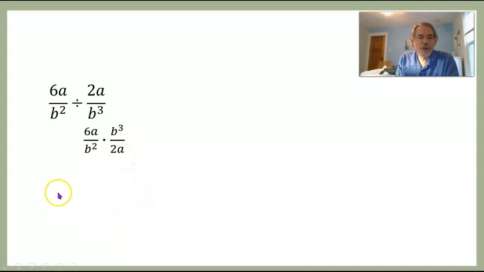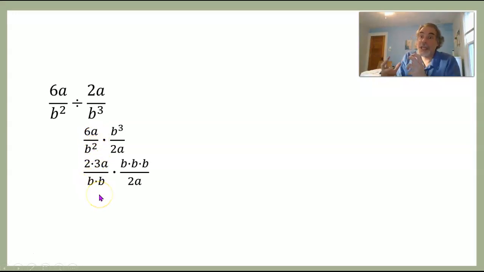Now, what factors are involved? Well, 6 is 2 times 3. So we got 2 times 3 times a. B squared really means b times b. Two b's multiplied together. And b to the third power means b times b times b. And then down here we have a 2 times an a.